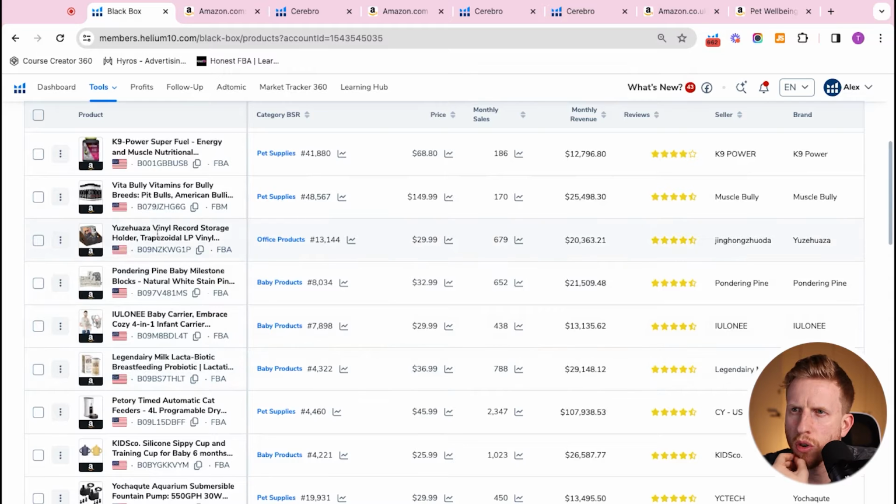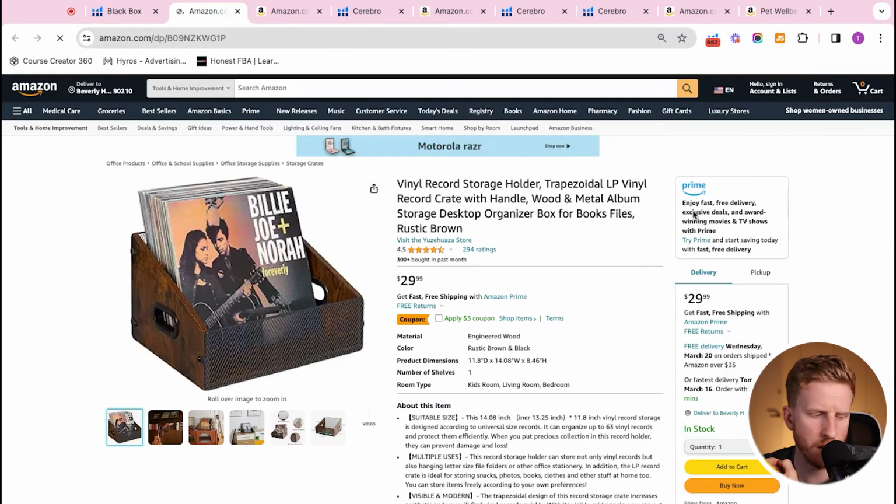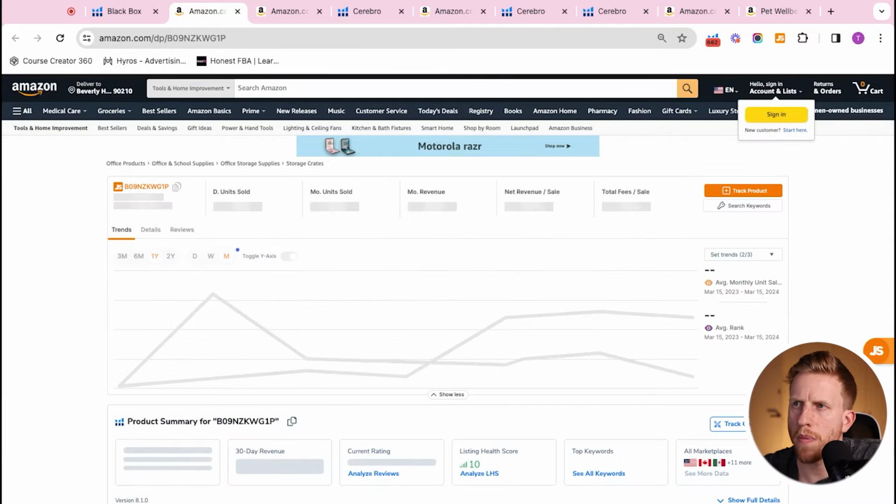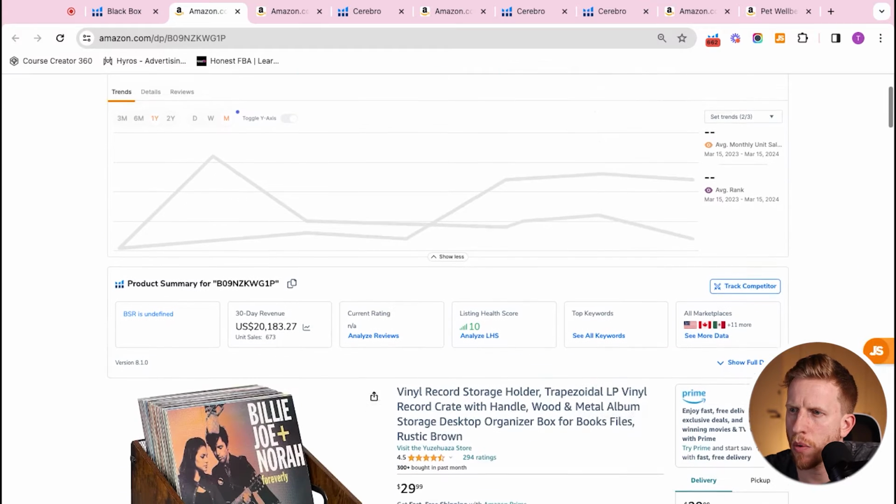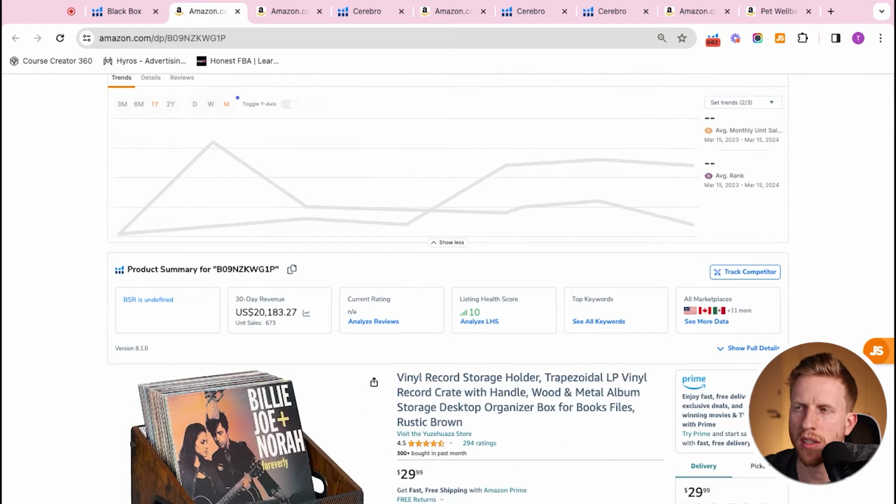So we've got a vinyl storage holder. That looks interesting to me. Again, these products are not consumable products. I do like consumable products now. That's what we're doing with our brand. But this is a good example. What I'm going to show you here is the steps that you need to take.